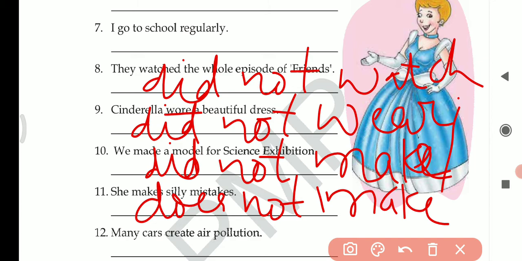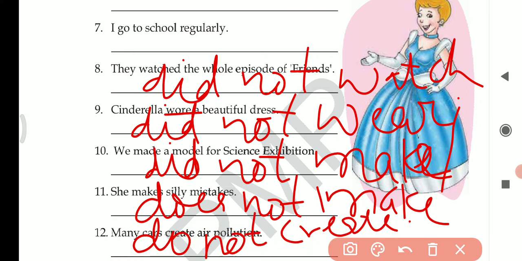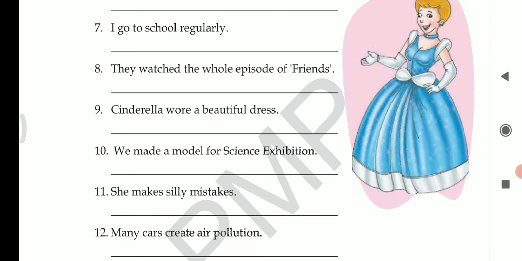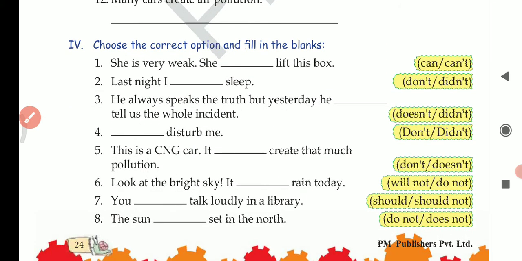12th, many cars create air pollution. We are talking about plural. So many cars do not create air pollution. So I hope that till question number 12 it is clear to everybody. Now let's come to question number 4. That is the last question.